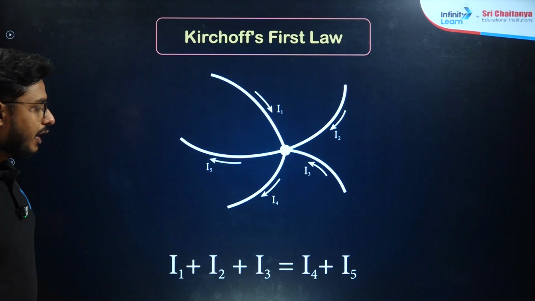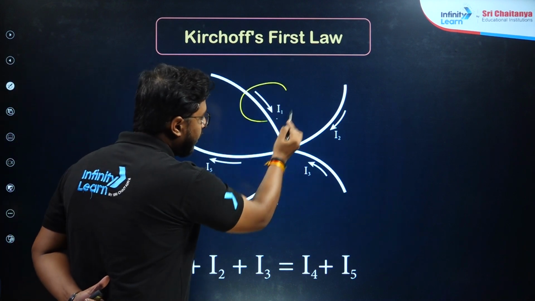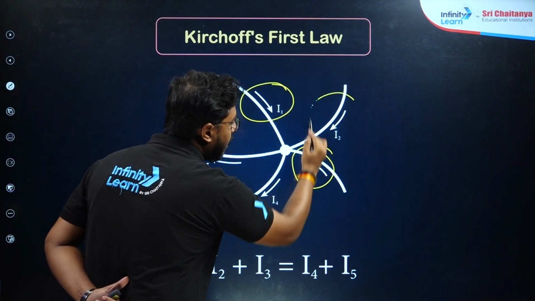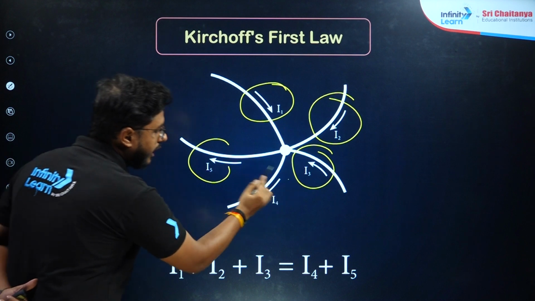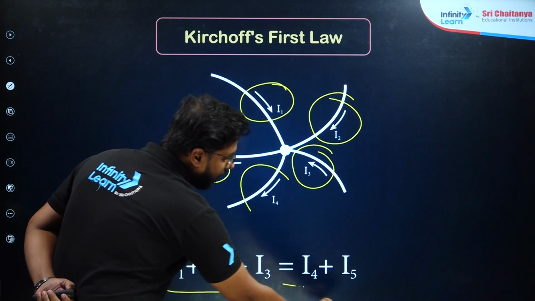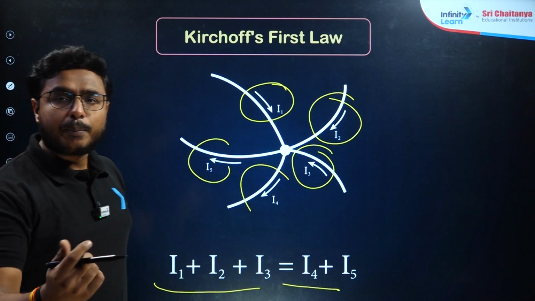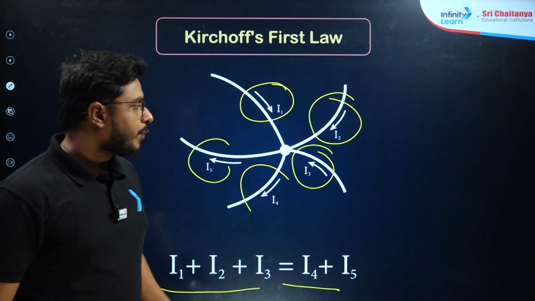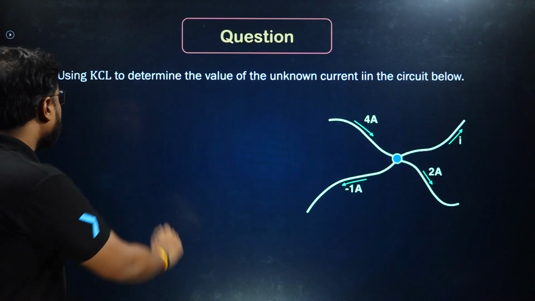Now let's see some more examples. In this example, I1, I2 and I3 are entering, and I4 and I5 are leaving the junction. So I1 plus I2 plus I3 must be equal to I4 plus I5. Simple as that. Let's solve one question on the basis of that.